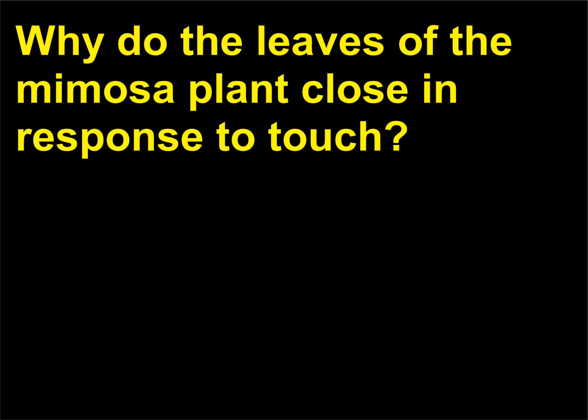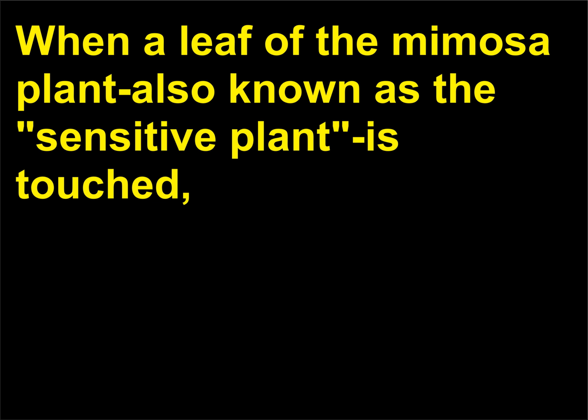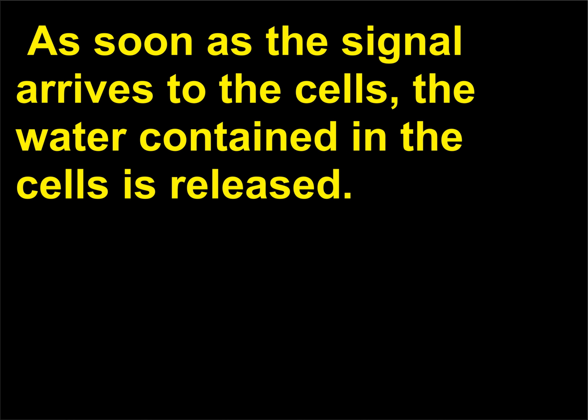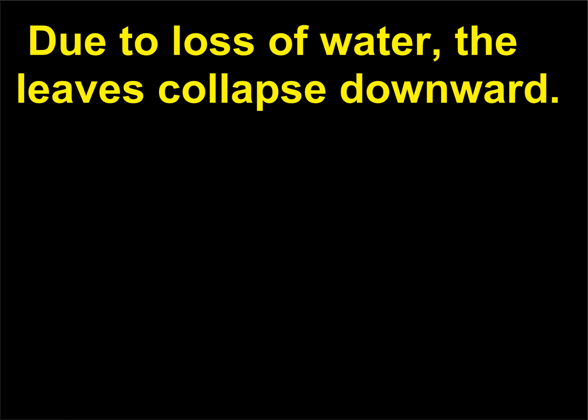Why do the leaves of the mimosa plant close in response to touch? When a leaf of the mimosa plant, also known as the sensitive plant, is touched, a minute electric current is generated that is quickly transmitted to the cells at the base of each leaflet. As soon as the signal arrives at the cells, the water contained in the cells is released. Due to loss of water, the leaves collapse downward.